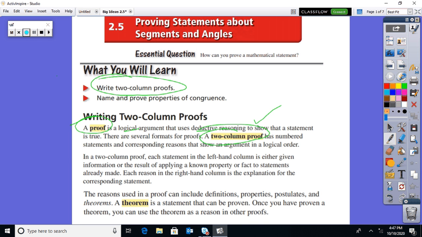All right, so let's see. This is the general setup of it, which I'm going to get to on the next page. The reasons used in a proof can be definitions or properties or postulates and theorems. Cool thing about a theorem, like the Pythagorean theorem, we can actually prove it, whereas postulates you just accept as fact. A theorem can actually be proven, and we'll prove so many theorems throughout this year.